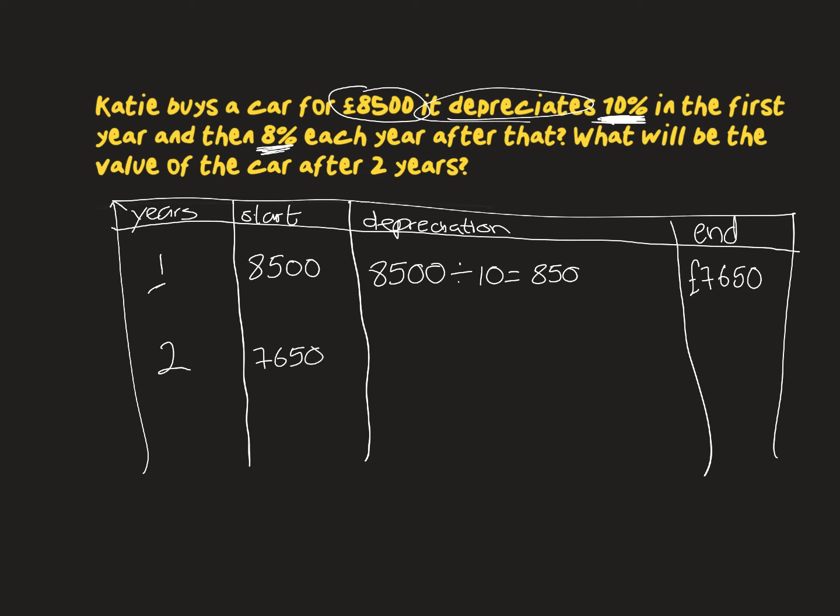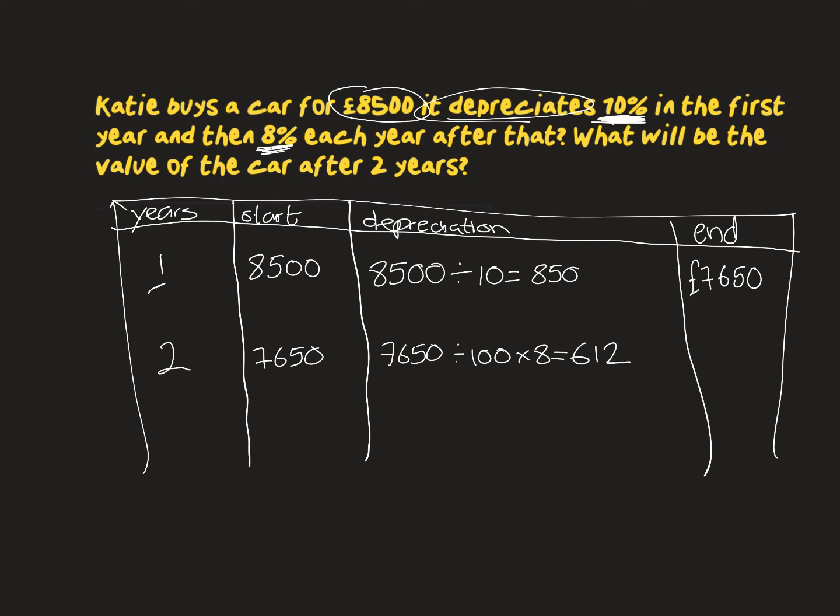Now in this second year, we're going to reduce it by 8%. So 7,650 divided by 100, because 8% is 8 over 100, and then we're going to times by 8. So I'll pop that into my calculator. 7,650 divided by 100 and times by 8 is £612. So the car has just dropped by another £612.